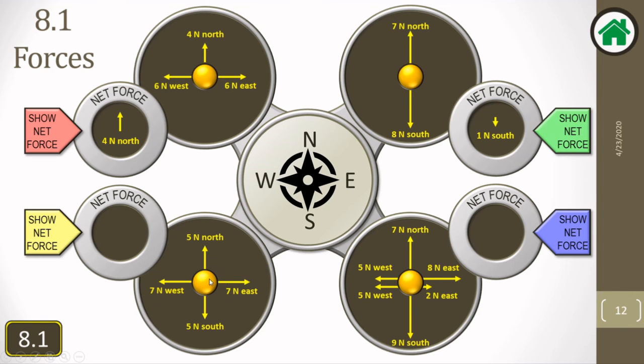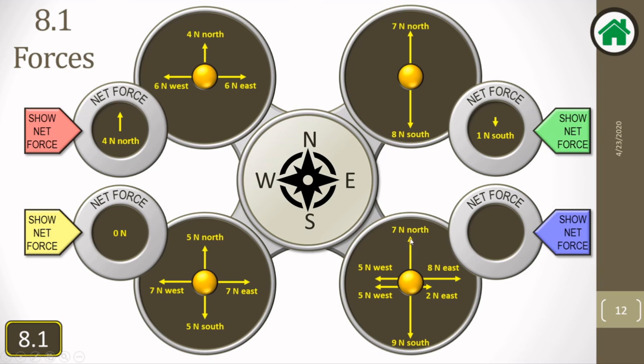In this situation, we have 5 newtons north, but it is canceled out by a force of 5 newtons to the south. We have 7 newtons to the west, which is canceled out by 7 newtons to the east. All 4 of these forces are being canceled out by one of the other forces, so the net force in this situation is 0 newtons. These forces are balanced. Now this one looks real scary, but remember, it's just combining numbers.